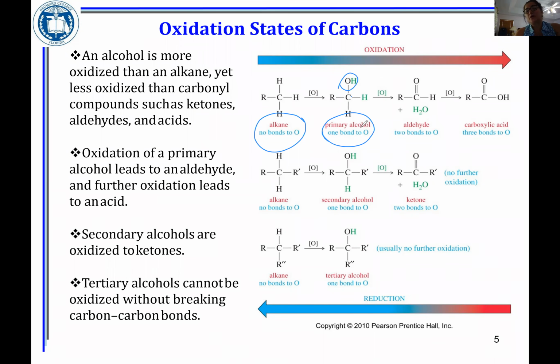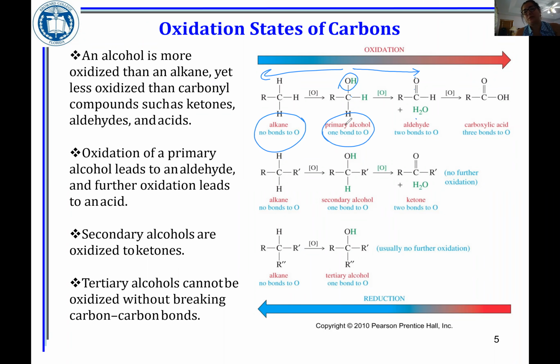So if you were going to reduce the alcohol, you have to go to the left. You have to change the alcohol to alkane. Now, if you want to oxidize alcohol, you go from alcohol to aldehyde. You can go from aldehyde to carboxylic acid. If you go to carboxylic acid, that's even an addition of a third bond to oxygen. So how does it change from alcohol to aldehyde? It's the addition of a second bond to oxygen. So carbon is forming a double bond with oxygen.